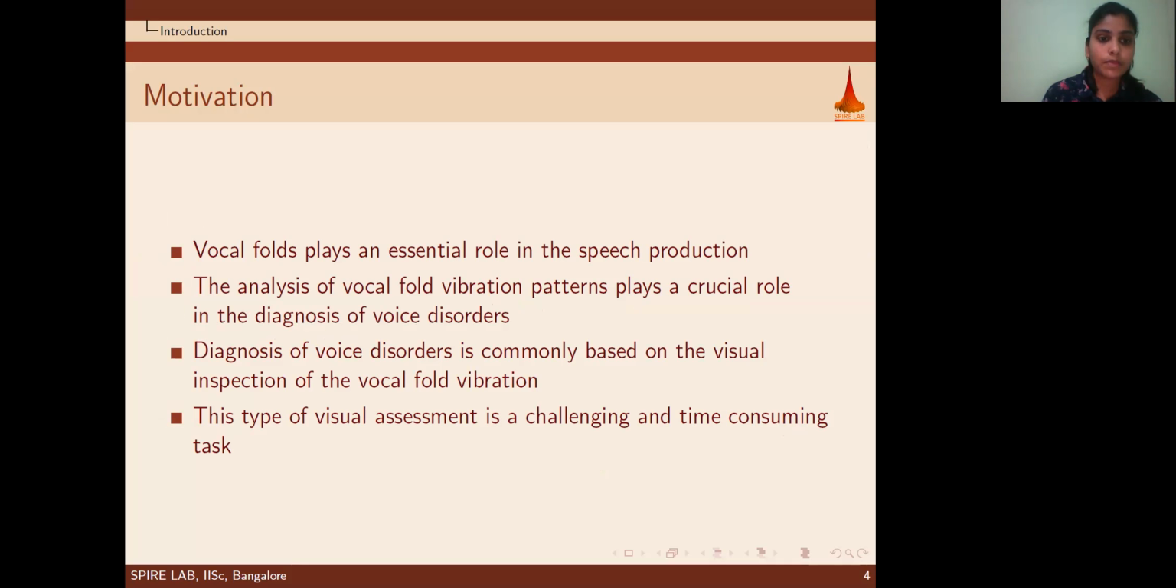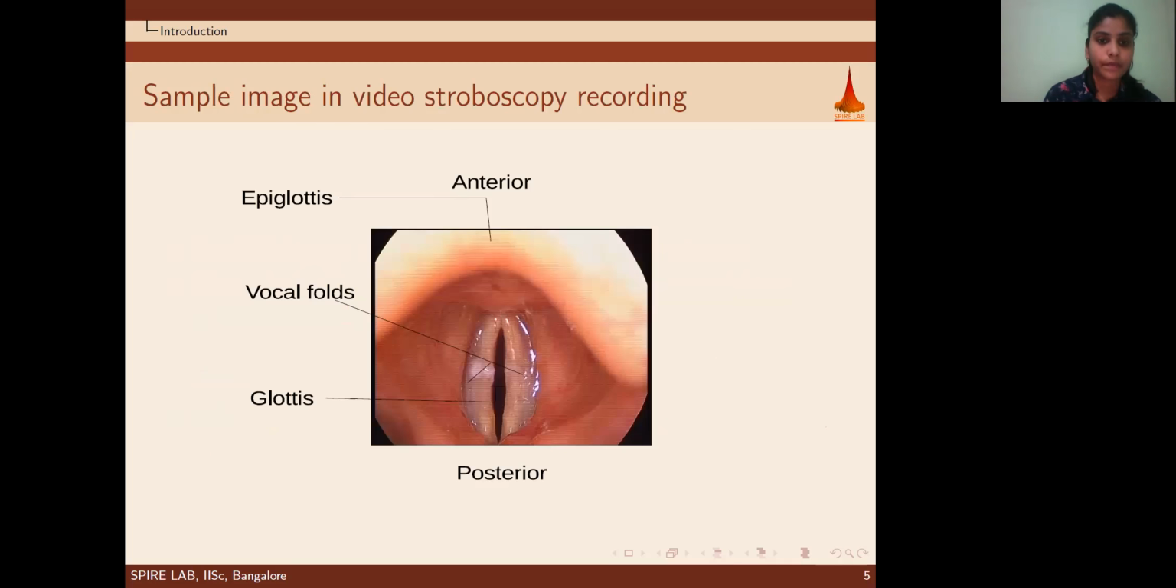As we know, voice is produced by the vibration of the vocal folds. It is essential to study its vibration patterns to diagnose voice disorders. And also, the diagnosis is commonly based on the visual inspection of the vocal fold vibration, which is a challenging and time consuming task in general. So, this brings the need of automatic glottis segmentation methods in the diagnosis of voice disorders.